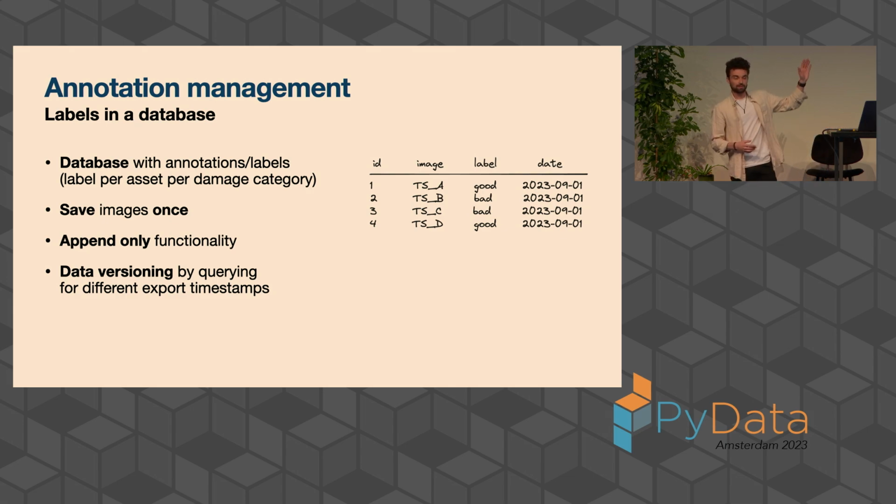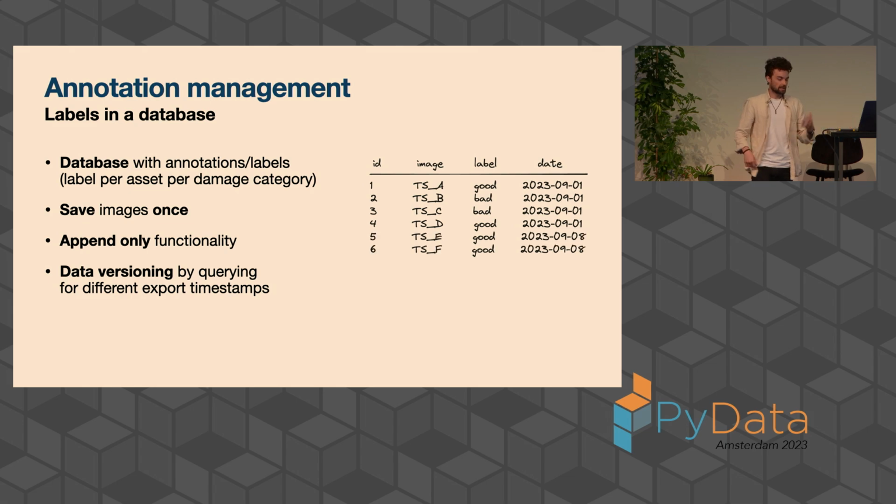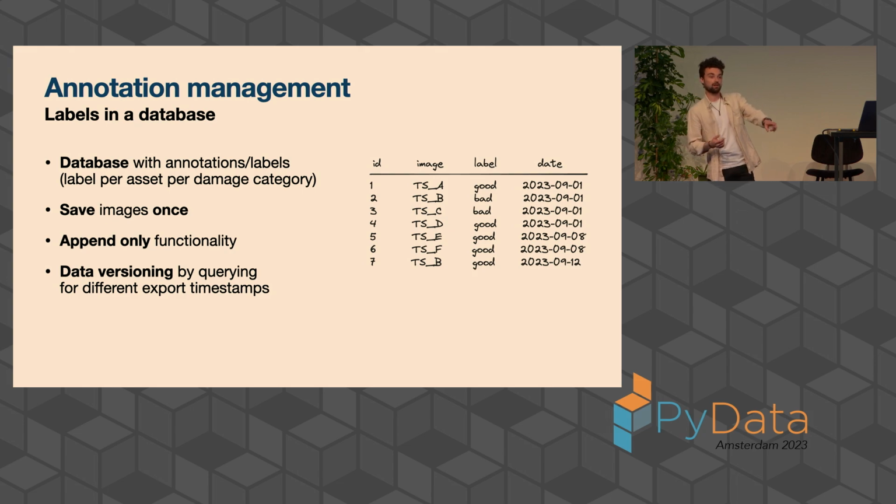Let's say we start out with this small dataset. We have images A, B, C, and D. Two of them are bad, and we added them on the 1st of September. Then a week later, we add two more images on the 8th of December. Then we add another label, because we found out that image B was actually good quality and not bad quality. We see that we added this on the 12th of September. And if we now query the database to start a new training pipeline, we can omit this line from the database and keep the other ones.